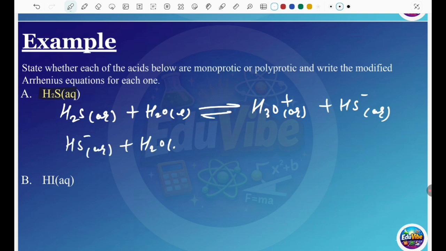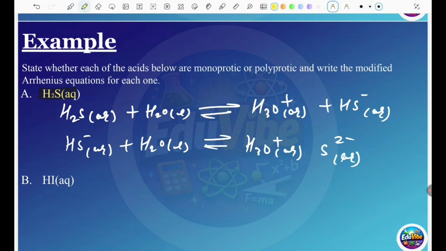With water, you will get your S2 negative aqueous. So in this, you can react the substance two times with water and you get two hydronium ions, which is more than one. That means this H2S is your polyprotic acid because it reacted more than once.